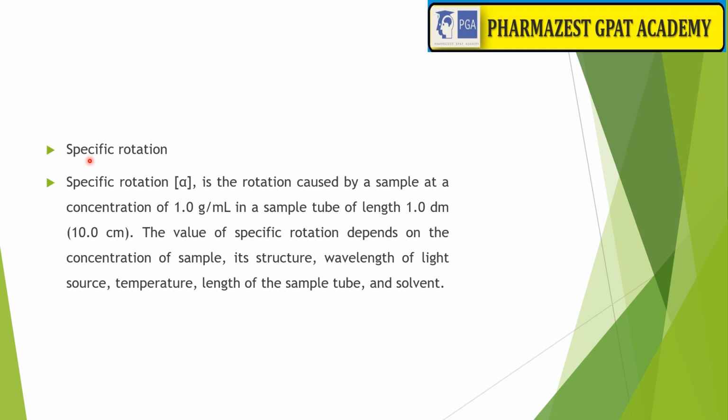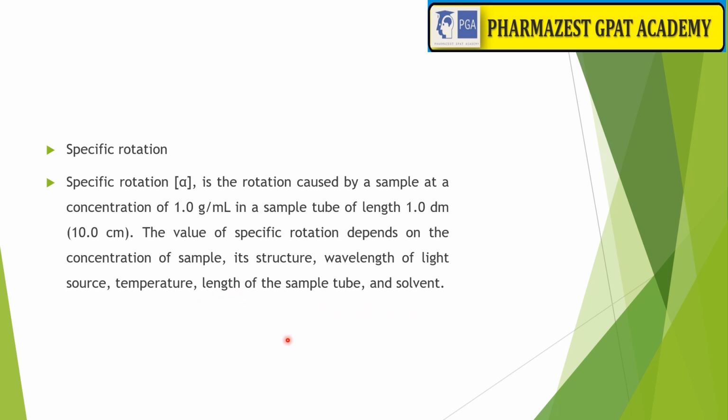Next, coming to specific rotation. What do you mean by specific rotation? Specific rotation, designated by the symbol alpha, is the rotation caused by the sample at a concentration of 1 gram per ml in a sample tube of length 1 dm, that is 10 centimeters or 1 decimeter. The value of specific rotation depends on the concentration of the sample, its structure, the wavelength of the source, temperature, length of the sample tube, and solvent.